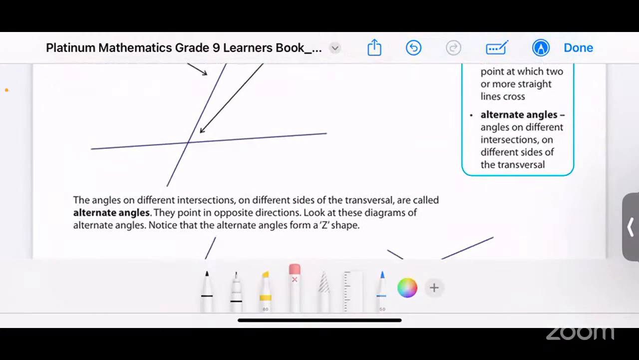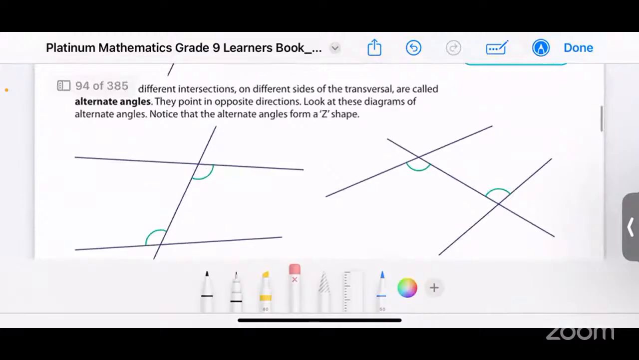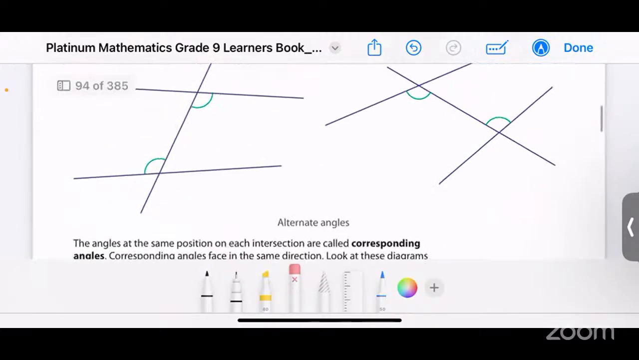The angles on different intersections of different sides of the transversal are called alternate angles. They point in opposite directions. Look at these diagrams of the alternate angles. Notice that the alternate angles form a Z shape. Usually they form a Z or N shape, or an upside down Z. Are you seeing how they form the alternate angles?